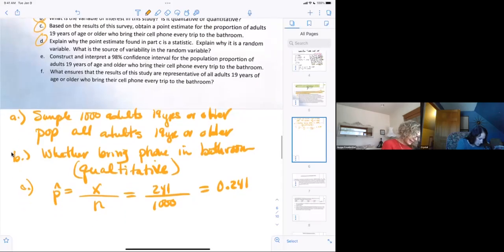Part D, explain why the point estimate found in part C is a statistic. Okay, it's a statistic because you're taking it out of a sample. You're doing a calculation off of a sample. Out of the 1,000 adults, 241 bring the phone into the bathroom. So that's why it's a statistic. It's not out of the population, it's out of the sample. And the other question says, explain why it is a random variable.